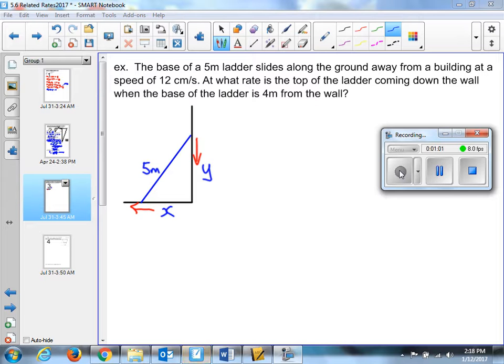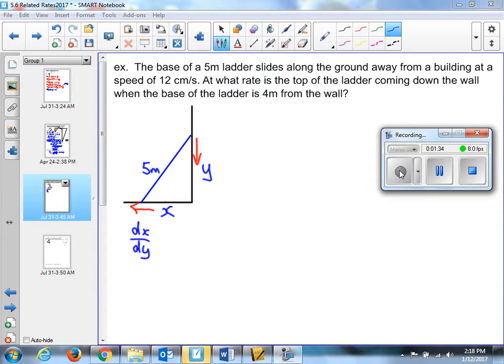What about this thing? The ladder slides along the ground away from a building at a speed of 12 centimeters per second. What would you call that as far as calculus things? It's definitely the speed. Well, what do you guys, I'm trying not to say what it is. d something, dx, yeah. dx over dy, I'll retry that again here.